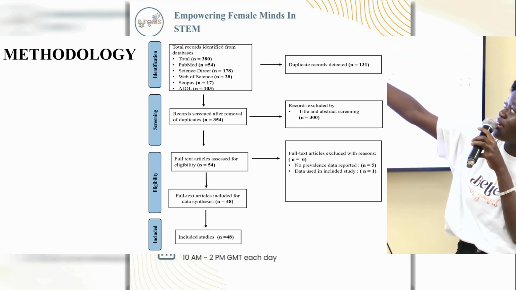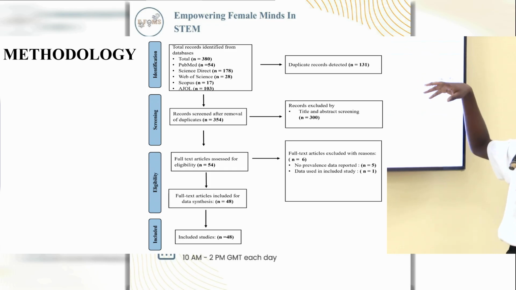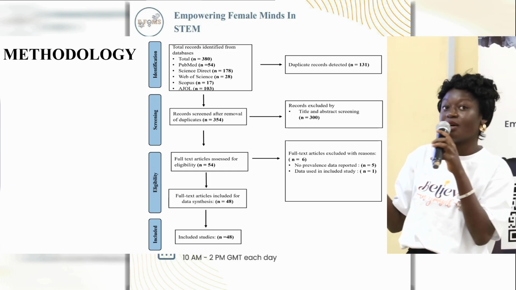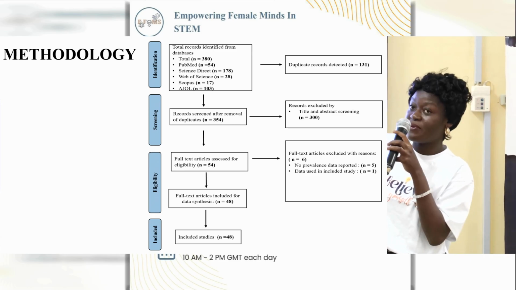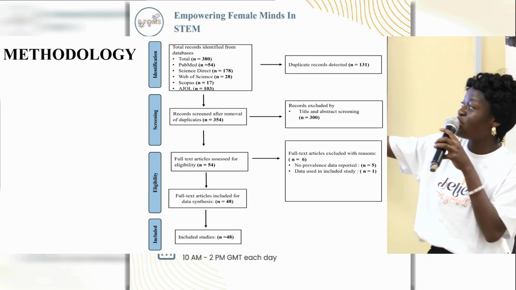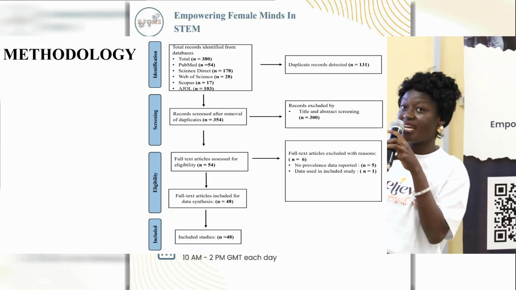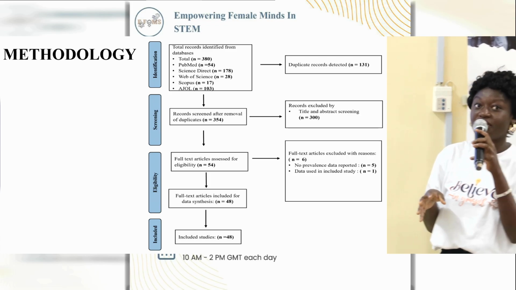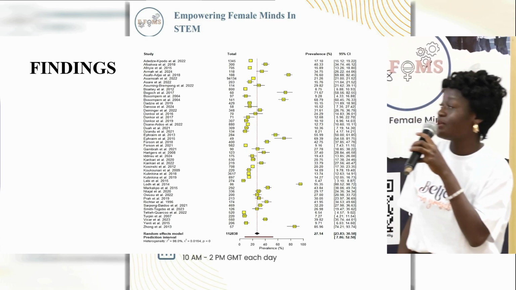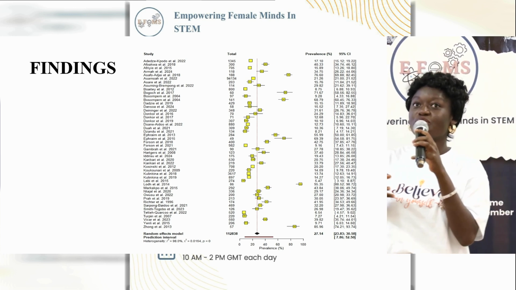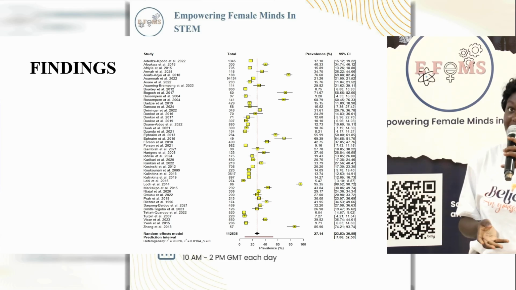I had 354. Then I did other screening, like the title and abstract screening, and I ended up with 54 papers. After doing the full text screening, I finally had 48 papers that met my inclusion criteria. So I continued to do my data extraction and did my meta-analysis.